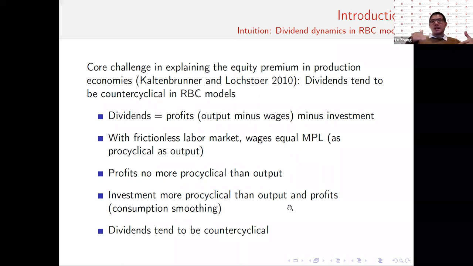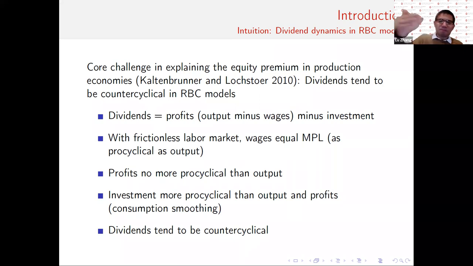capital investment is going to be more procyclical than output because investment is tied to Tobin's Q. Q is the stock market valuation, which is forward looking, right? Investment is forward looking. It's going to be bumping around in response to shocks and to smooth consumption. And consumption smoothing is an intrinsic feature of our modeling because our utility function is concave. So the expected utility is higher if we can, all else being equal, somehow reduce consumption volatility.